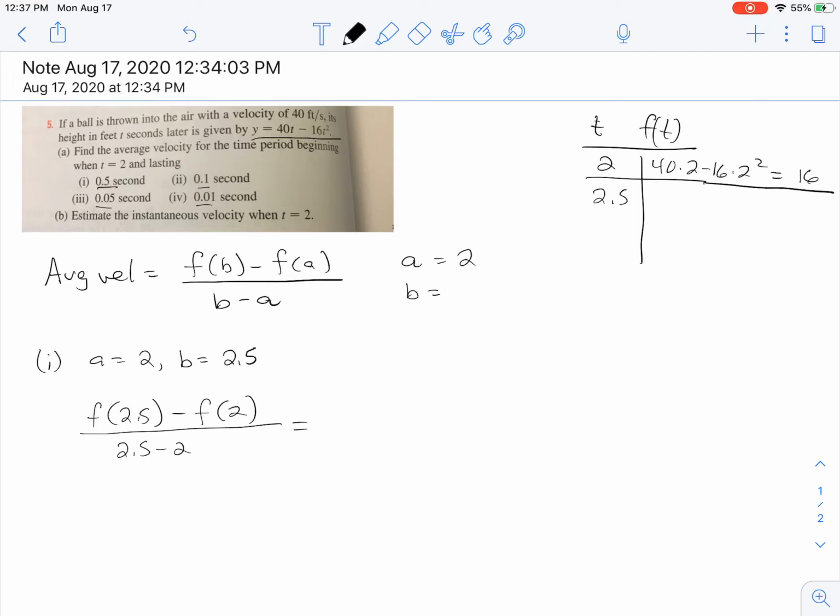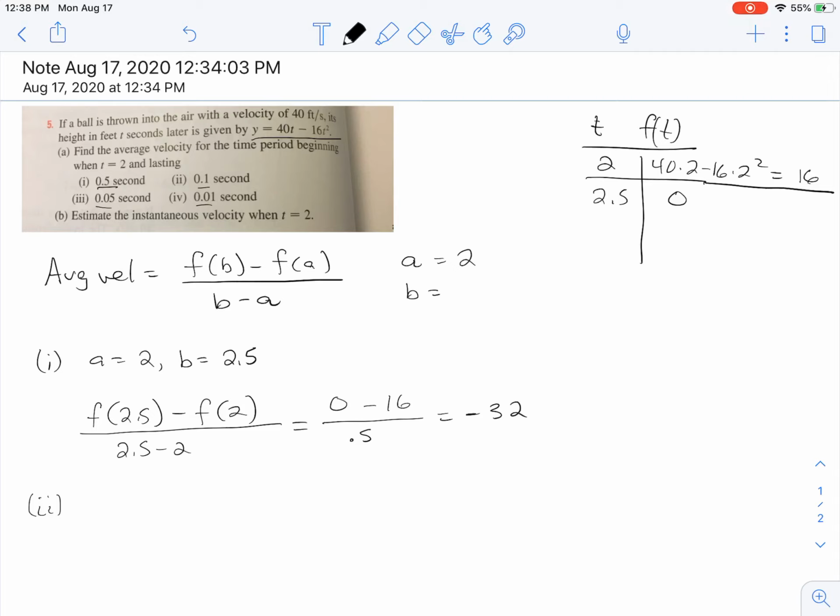And if we do f of 2.5, that's 40 times 2.5 minus 16 times 2.5 squared. That's 0. All right, so what we've got here is 0 minus 16 over 2.5 minus 2. That gives me negative 32. Before we do part 2, let's just say what this is. This is the average velocity from t equals 2 to t equals 2.5. So that's the average speed of this ball over that half-second interval.